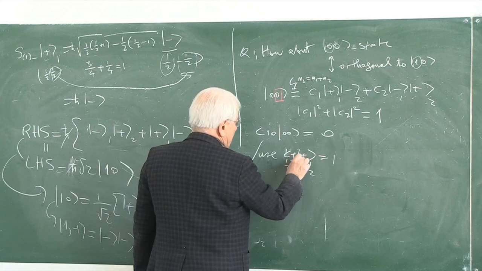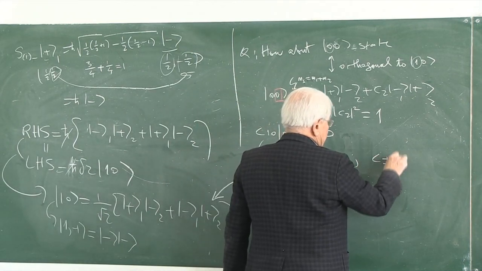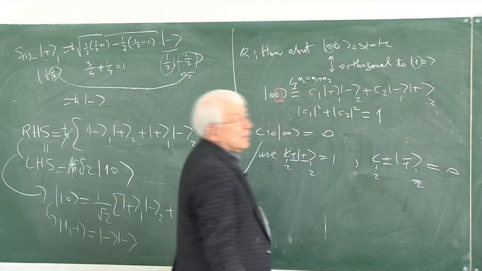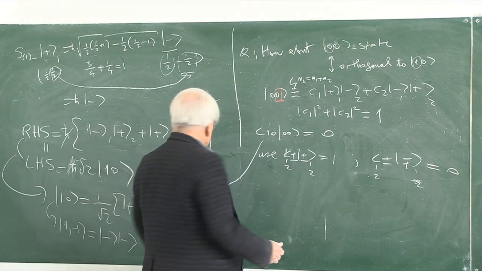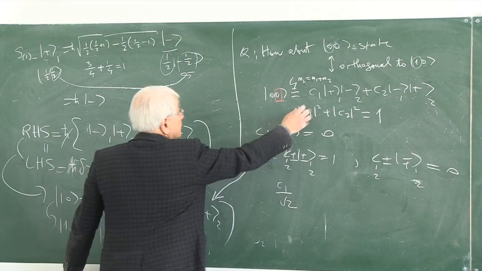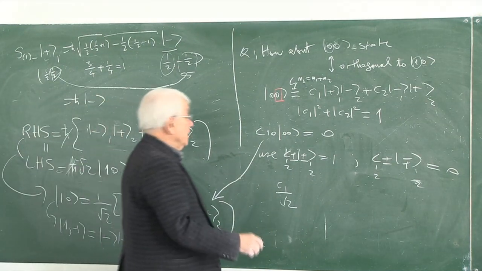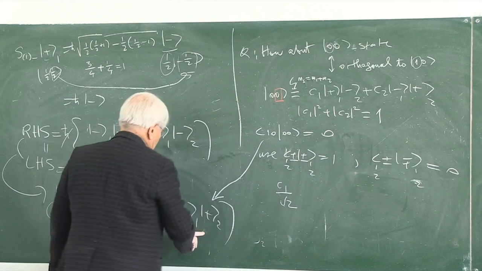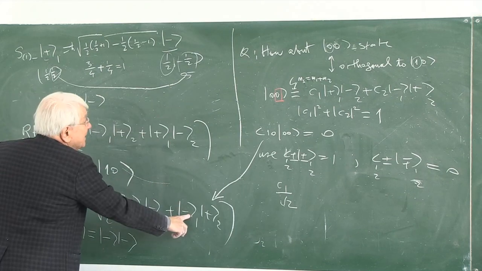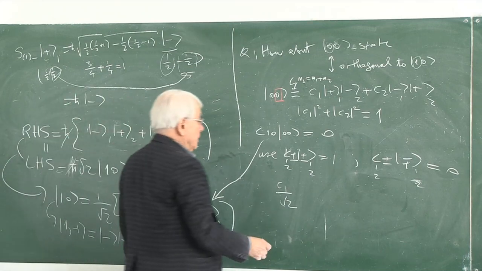1, 2 and 1, 2 is 1. That's also valid for minus 1. And plus minus, minus plus, 1, 2 and 1, 2 is 0. So all these facts after using it, what do I get? I get C1 over square root of 2. The only contribution you get is from the first terms, 1 over square root of 2, and from the second one. The first with first, second with second gives you 1. First with second, because there it's plus 1 and minus 1, and second with first gives you 0.